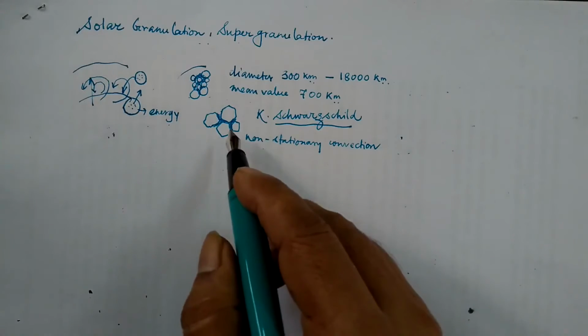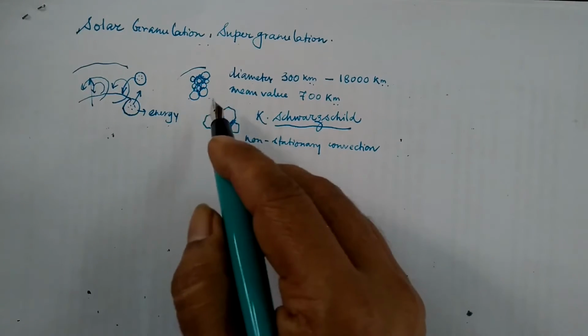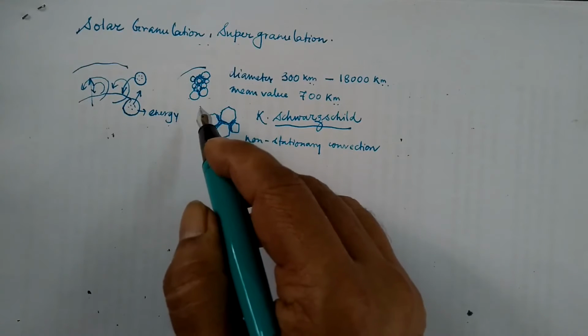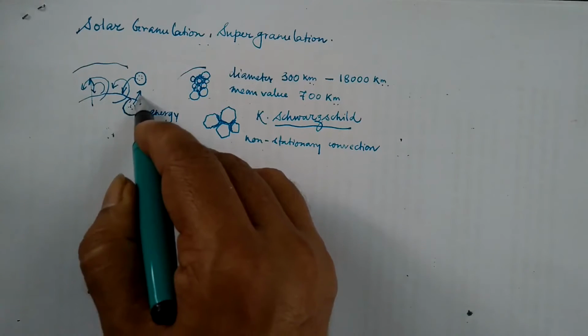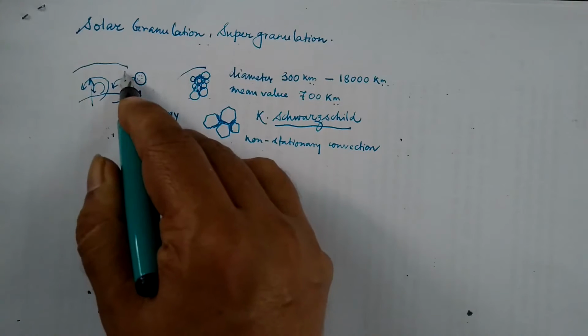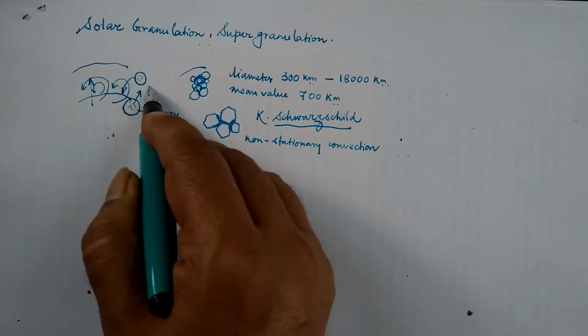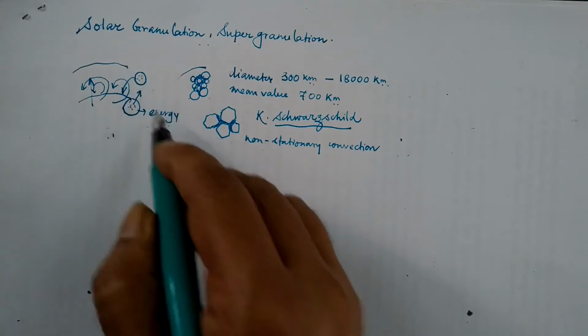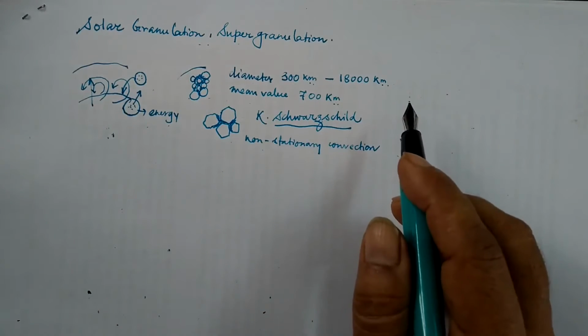So what about these filamentary regions? The filamentary regions are the inflow of cool material from the surrounding photospheric regions. So these are the convection cells. This goes up, and here this material is already cold, so these flow in between. That causes these filamentary regions.